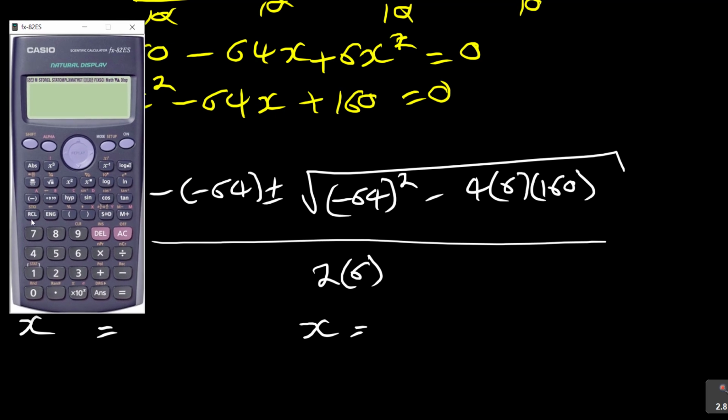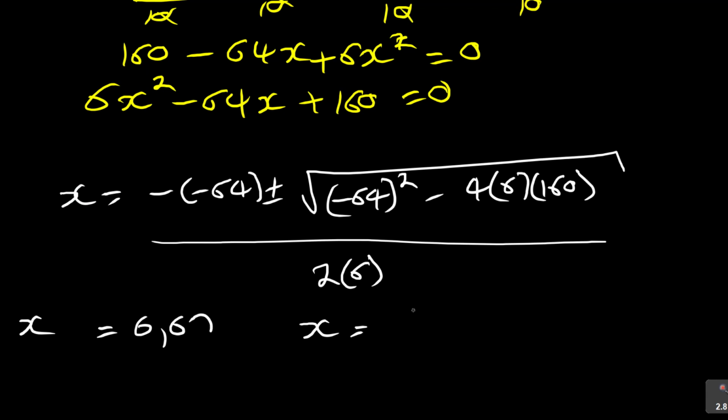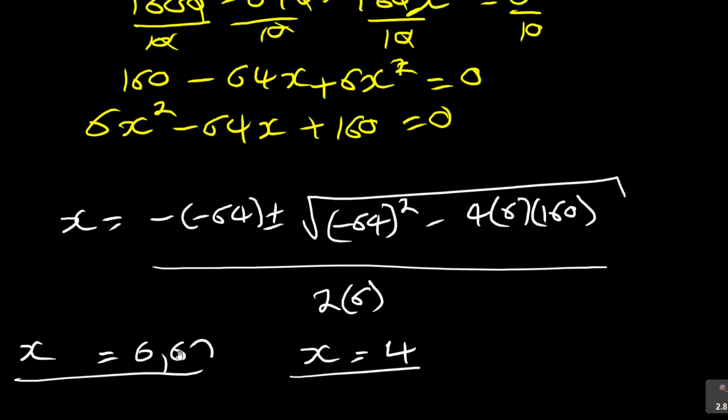So x is equal to minus, bracket, negative 64, plus the square root of negative 64 squared minus 4, my a is 6, and then 160 is my c, all over 2 times a, which is 6. I prefer going straight like that. This is 20 over 3, which is 6.67, and minus 6.67, and 4. x is equal to 4. So I've got two answers, and remember, one of them will be correct. So x is 6.67 and x is equal to 4.